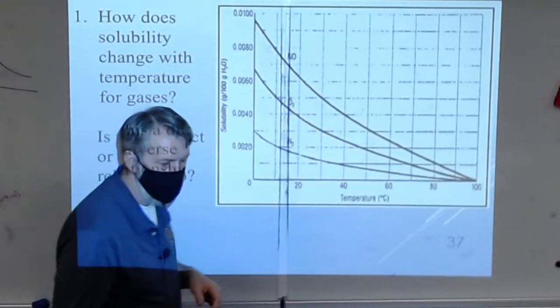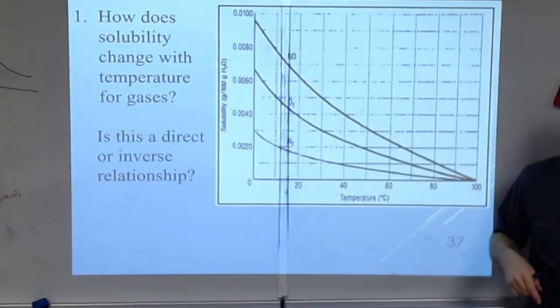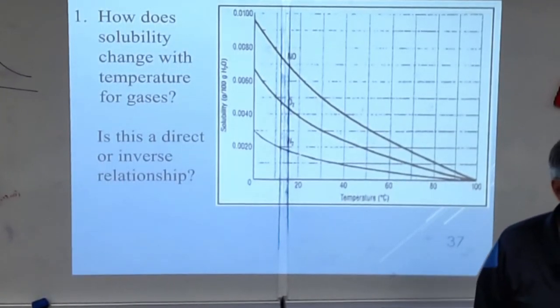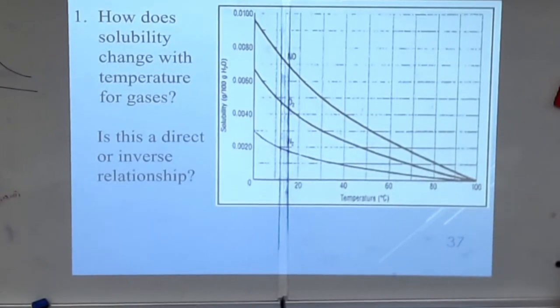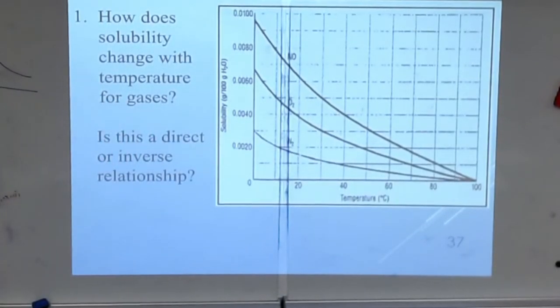What properties of gases are inversely related to each other? Pressure and volume. As I increase the pressure, I decrease the volume, and as I increase the volume, I decrease the pressure. Same thing here. As I increase the temperature, I decrease the solubility. There's less and less gas that water can hold. And you can see this as we get closer and closer to 100 degrees, the ability of water to hold any gases at 100 degrees goes away.